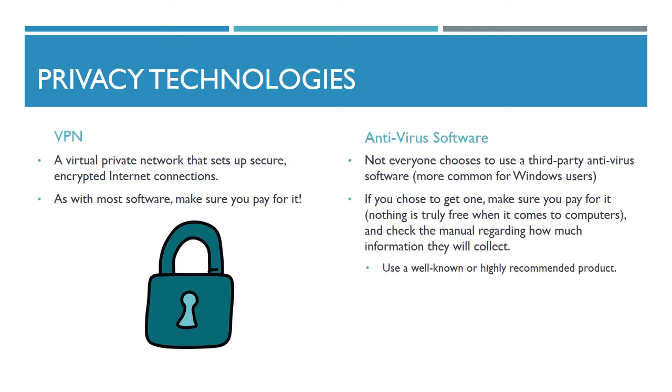A VPN, or Virtual Private Network, will set up a secure, encrypted internet connection, which will hide a lot of personal information about you. For example, it will make you look like you're somewhere else in the world, hiding your actual geolocation.